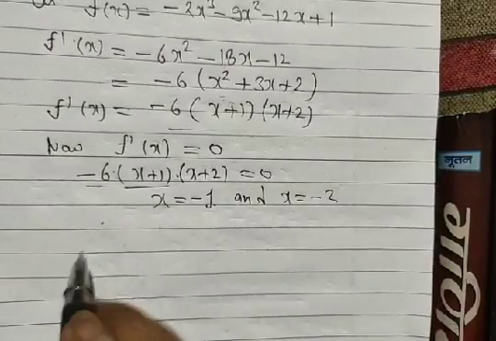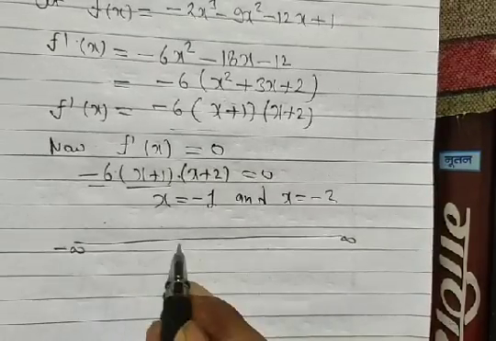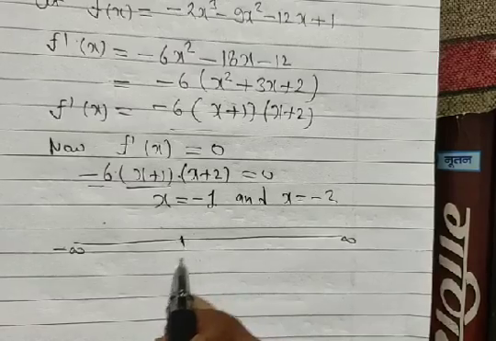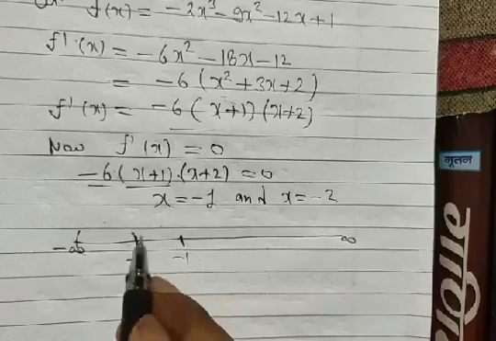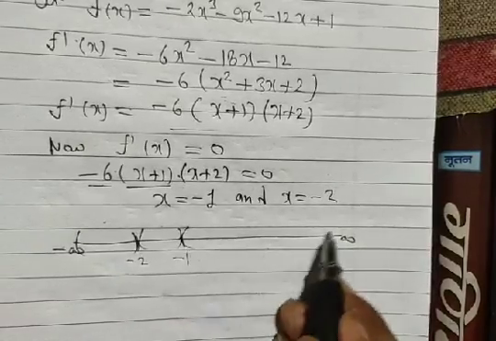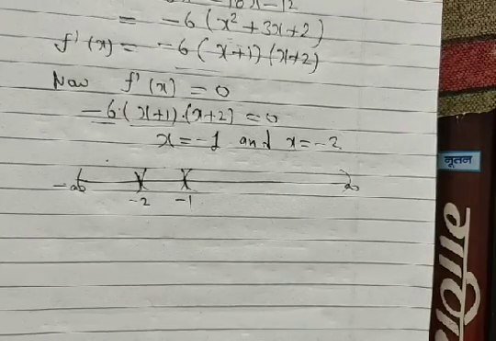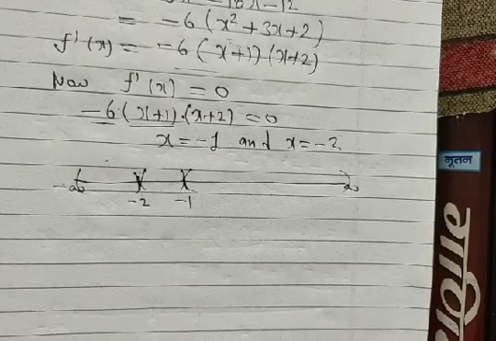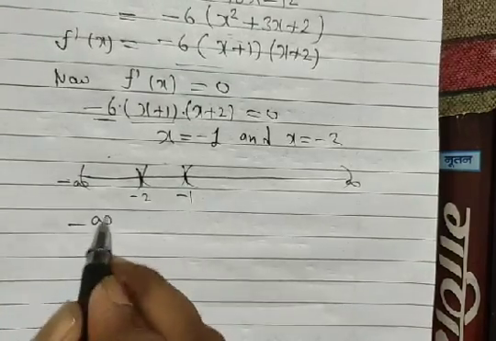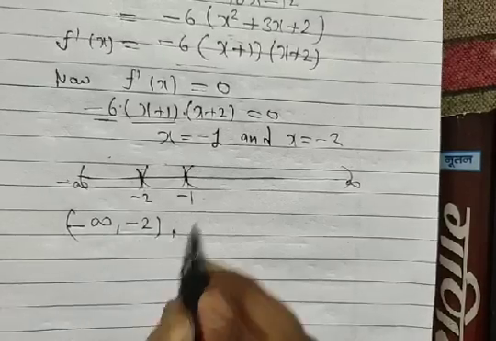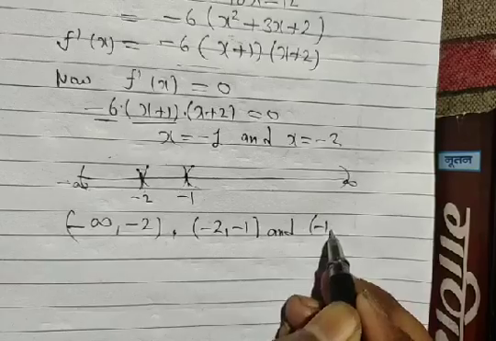Again, we are going to take a real line, putting the points here, minus 1 and minus 2. Then we get the intervals: minus infinity to minus 2, minus 2 to minus 1, and minus 1 to infinity. Putting these points in ascending order divides the real line into 3 disjoint intervals. Namely, the first is minus infinity to minus 2, the second is minus 2 to minus 1, and the last one is minus 1 to infinity.